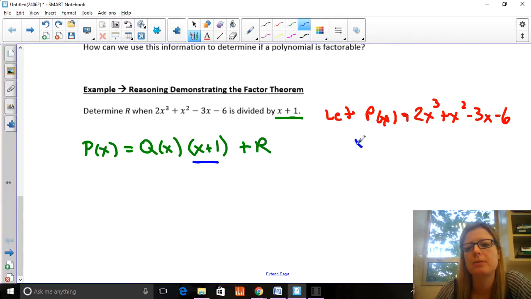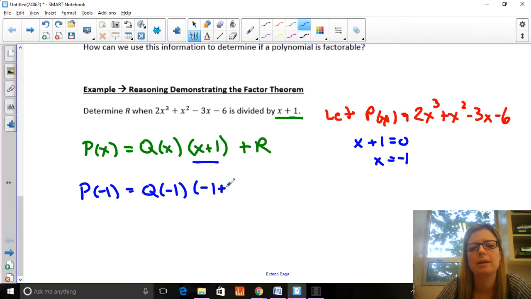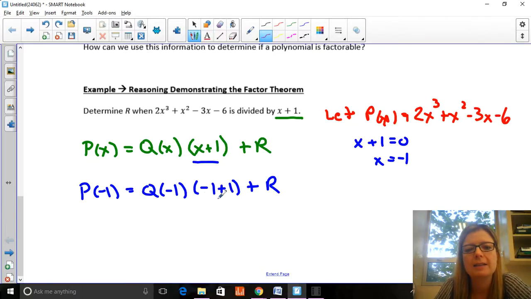Now I'm choosing negative 1 because that would make this guy equal to 0. So on the side, you can put x plus 1 equals 0, so x equals negative 1. So I'm putting negative 1 into this function. So p at negative 1 is equal to q at negative 1 times negative 1 plus 1, plus r. So notice what happens here, okay? Because I chose negative 1, that makes this bracket equal to 0, which is why I chose it, right?